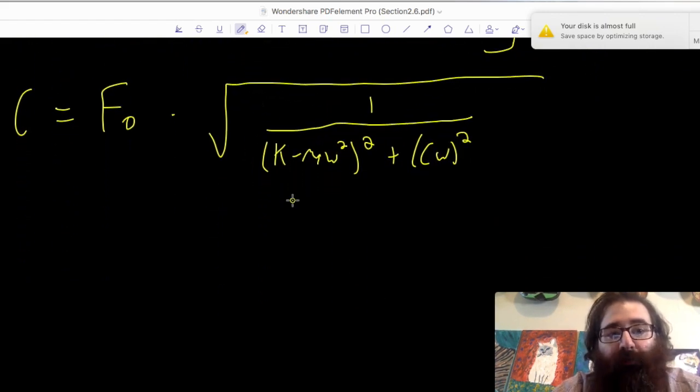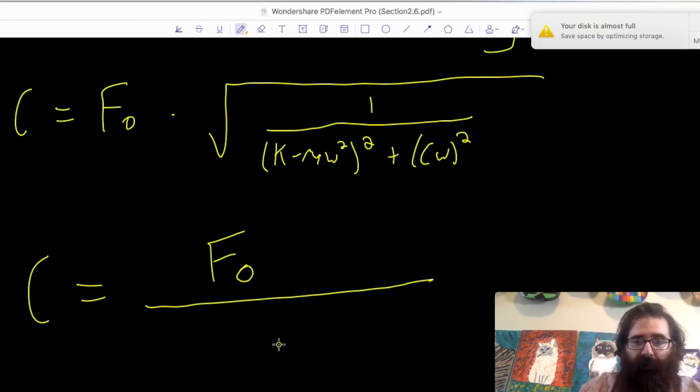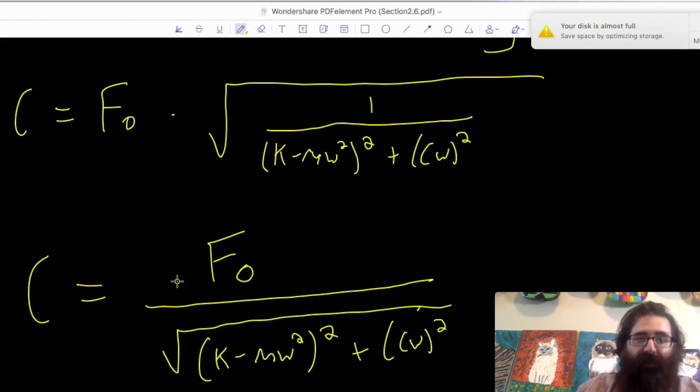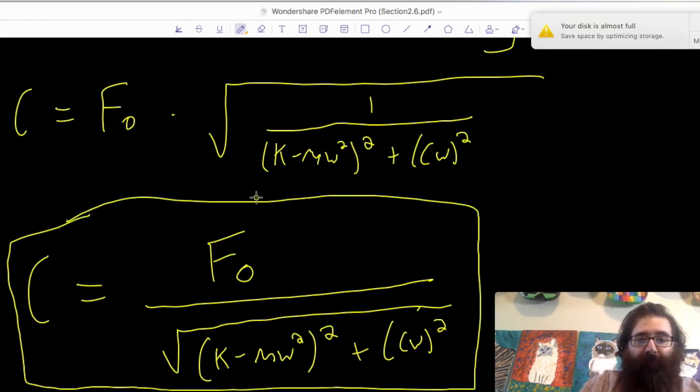Now I can use the quotient property of the radical, say square root of 1 is 1, and then I got square root of the stuff in the bottom, so I can write this as c equals, square root of 1 is 1, I can write f sub 0 on top, so the numerator is not alone, it's got a friend, and then over square root of, parentheses, k minus m omega squared quantity squared plus c omega squared. And this is what that coefficient capital C will look like.